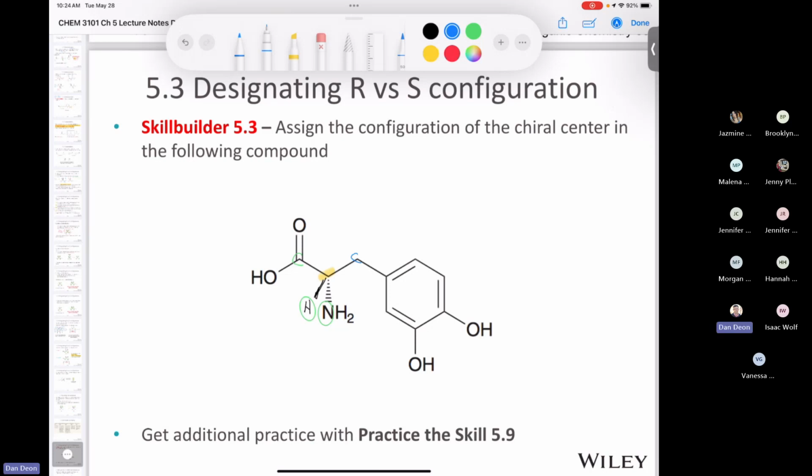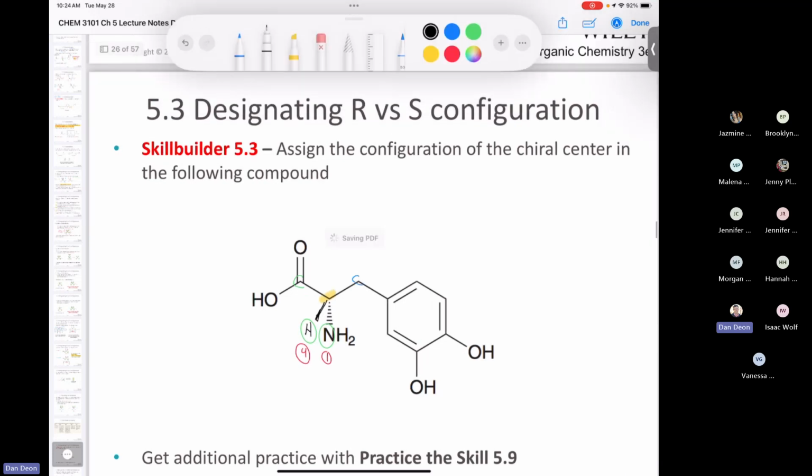All right, so let's walk through this one. Okay, we know the hydrogen has lowest priority, so it's number 4. Nitrogen has a higher atomic number than carbon, so it's number 1. And now what we're going to do is look at the 2 carbons.